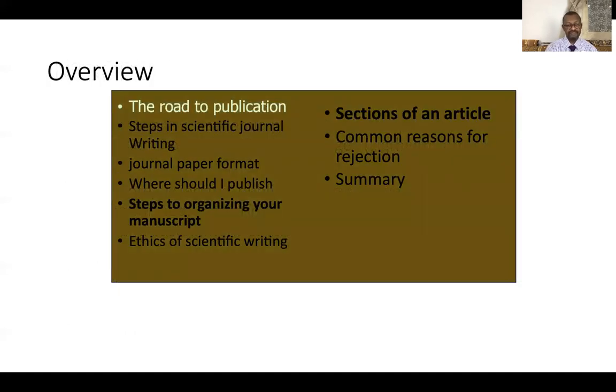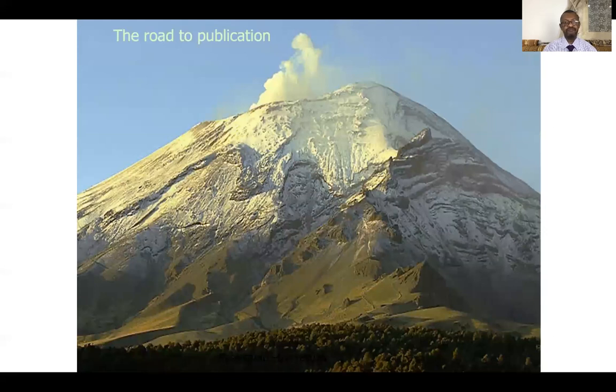The overview of this session will be about steps. The road for publications: is it difficult? Is it hard? How to avoid the difficulties facing you at this stage, steps in scientific journal writing, the journal paper format, and where you should publish your research. Besides, steps to organize your manuscripts, ethics in scientific writing, sections of articles and how to organize your articles, and the common reasons for rejection and how to avoid them, and we conclude with a summary.